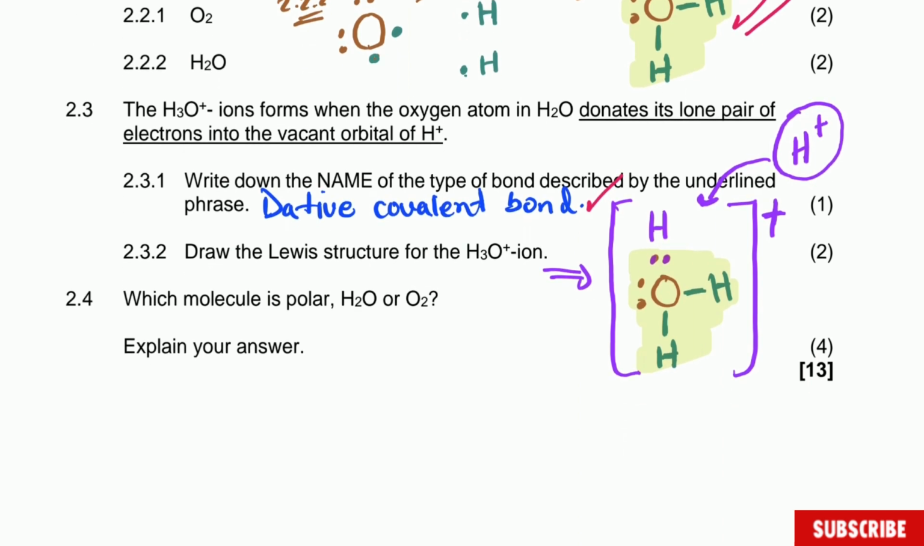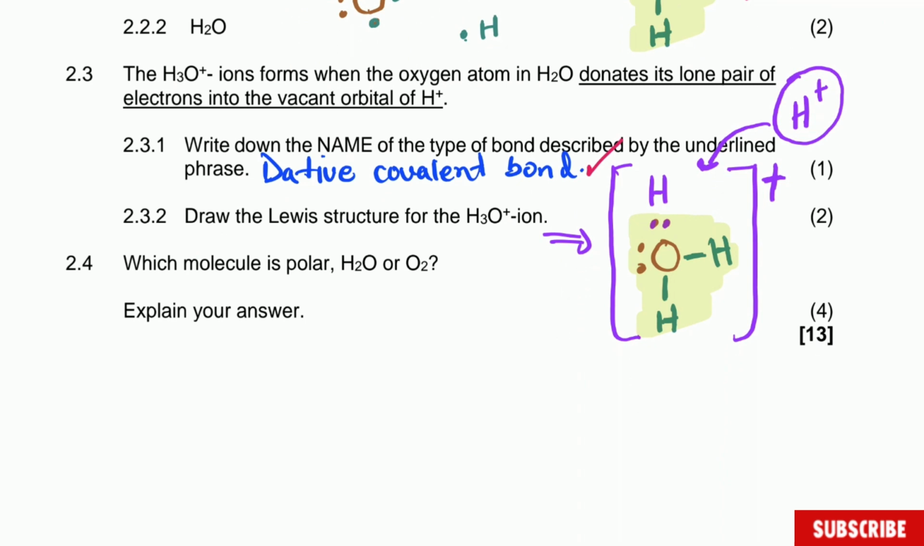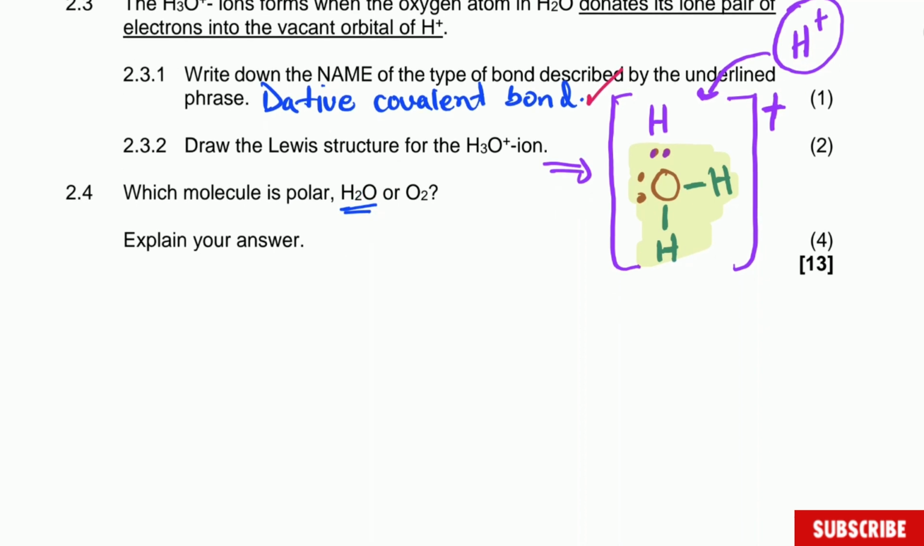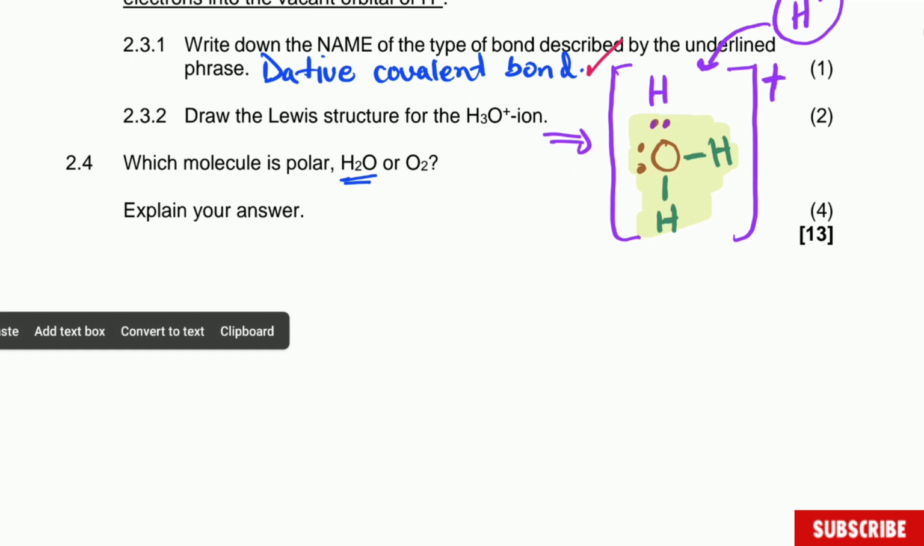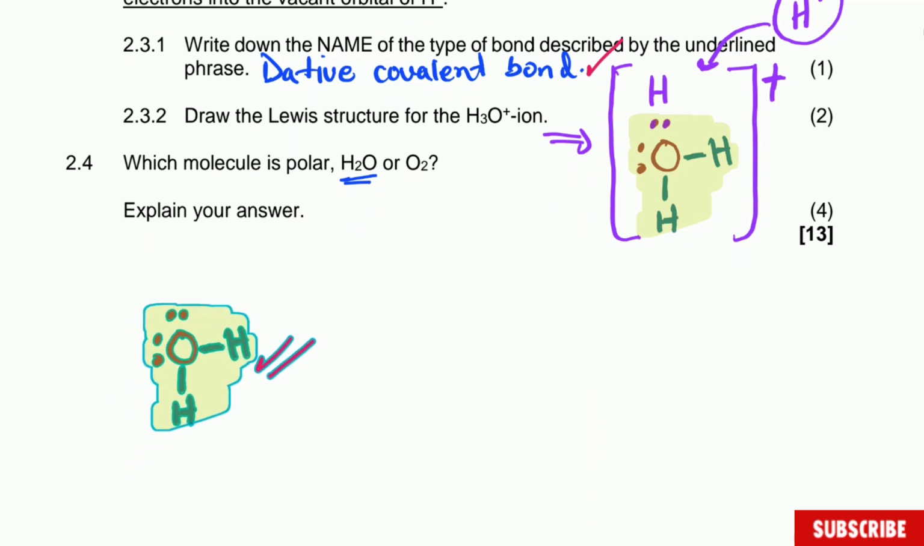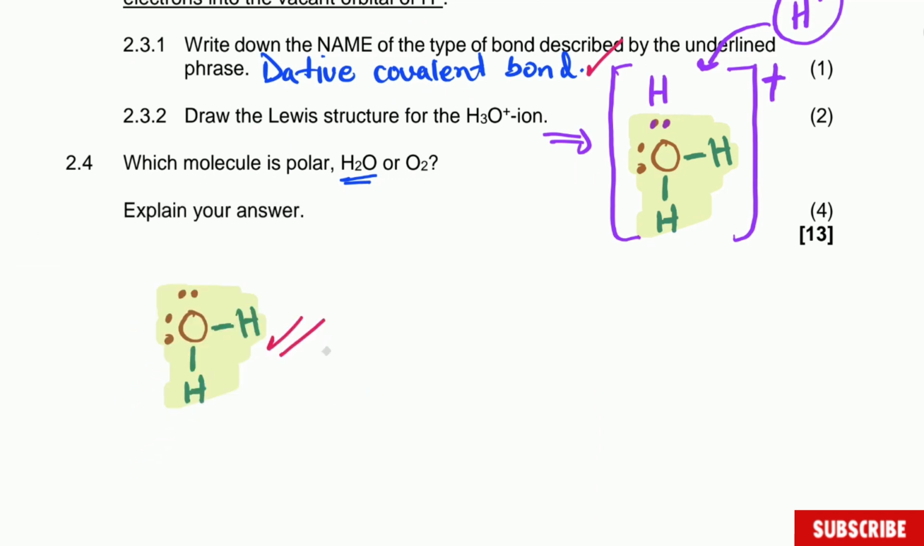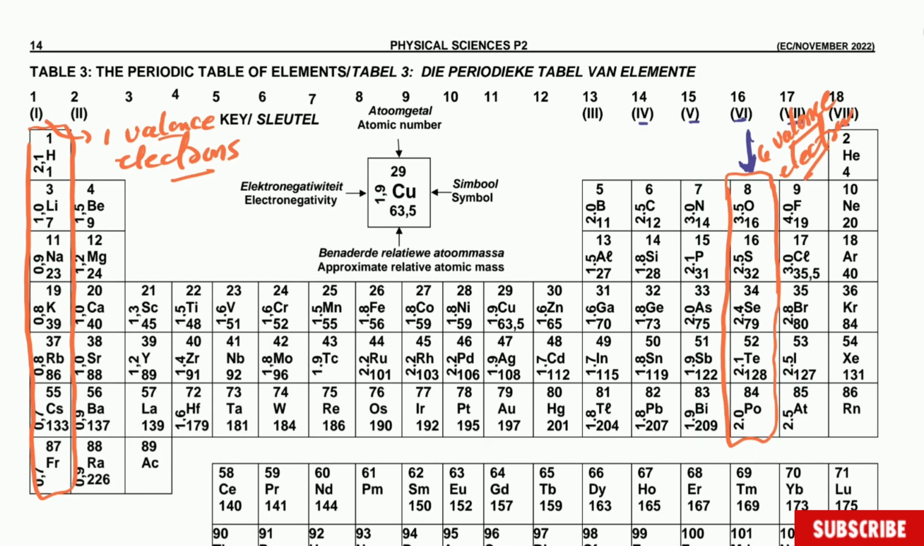Question 2.4, which molecule is polar, H2O or O2, and explain your answer. Now the answer here is H2O, but let's quickly explain that one. So let's use the same water molecule we are talking about here. Now when you go to the electronegativity, which is given to you in the periodic table, you can see the electronegativity is the numbers on this side. So for oxygen it is 3,5 and for hydrogen it is 2,1. In other words, oxygen has a greater electronegativity than hydrogen.